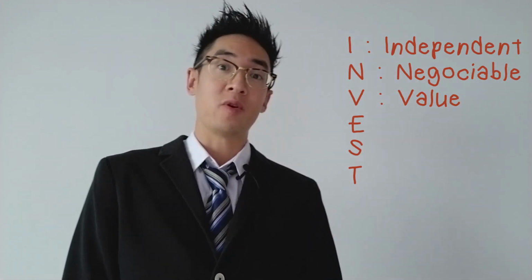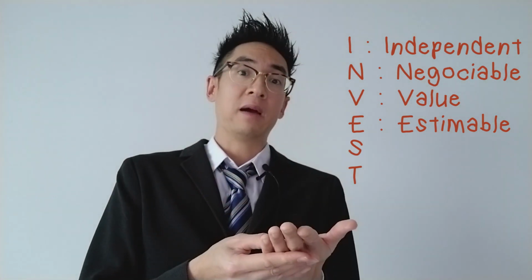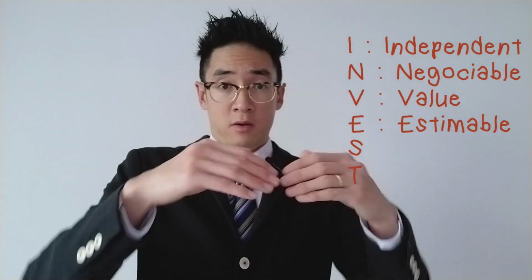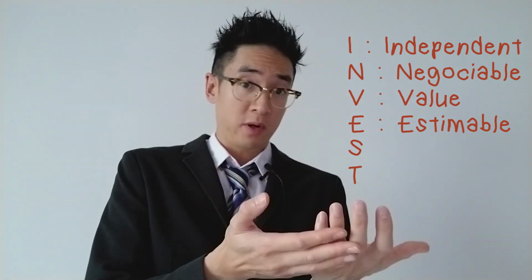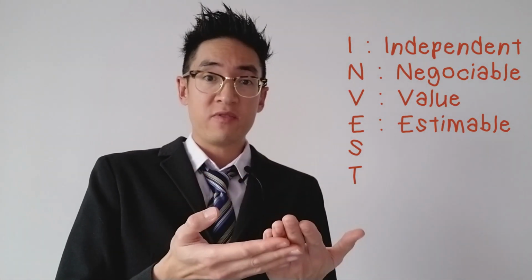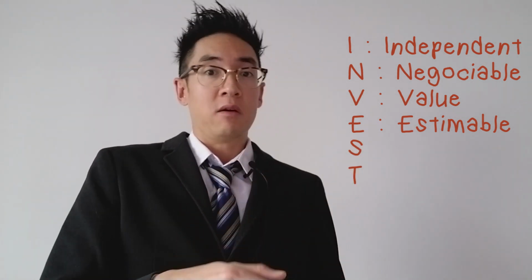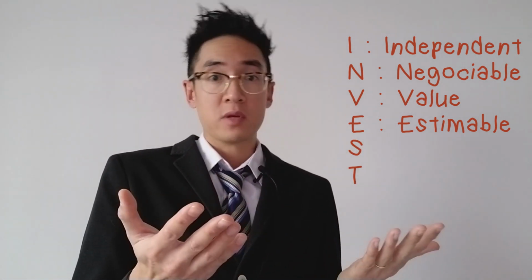The E is for estimable. Each user story must be estimable by the team which produces the product. As a citizen, I want to have an accommodation. This user story is not estimable because we don't know if accommodation means a house, a villa or an apartment. We don't know, so we can't estimate.